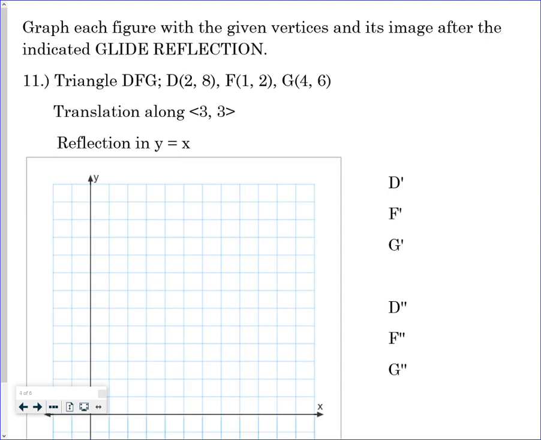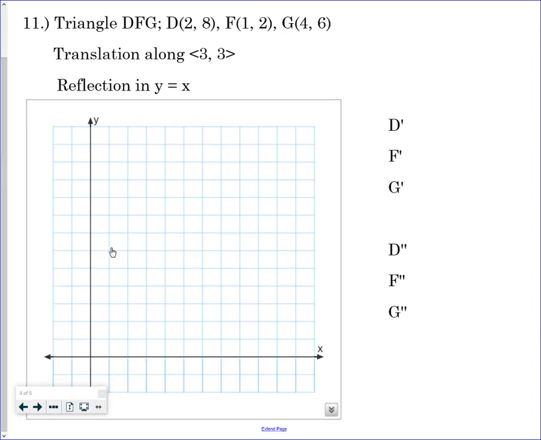All right, graph each figure with the given vertices in its image after the indicated glide reflection. So what they're saying is go ahead and graph triangle DFG. Everybody can do that. You don't need help. So 2, 8 is right 2, up 8. There's D. 1, 2 is F. 4, 6 is G. Connect the dots the best you can. It's a little rough, but it's okay. Everybody all right with that?